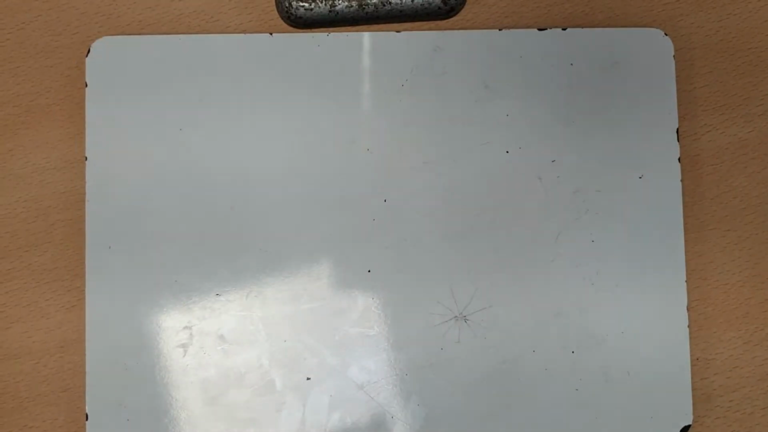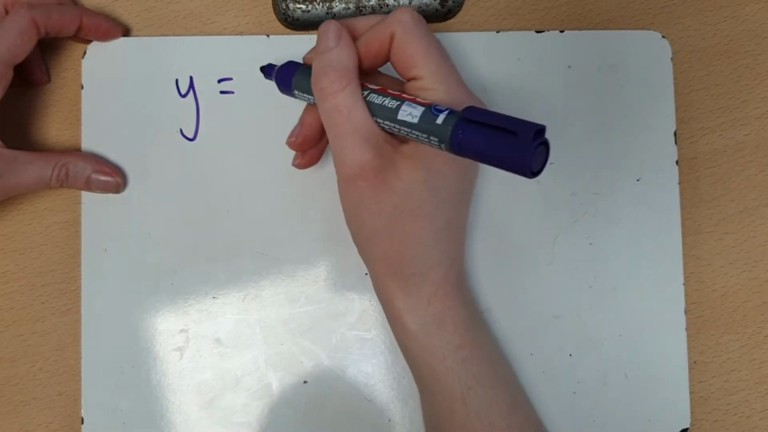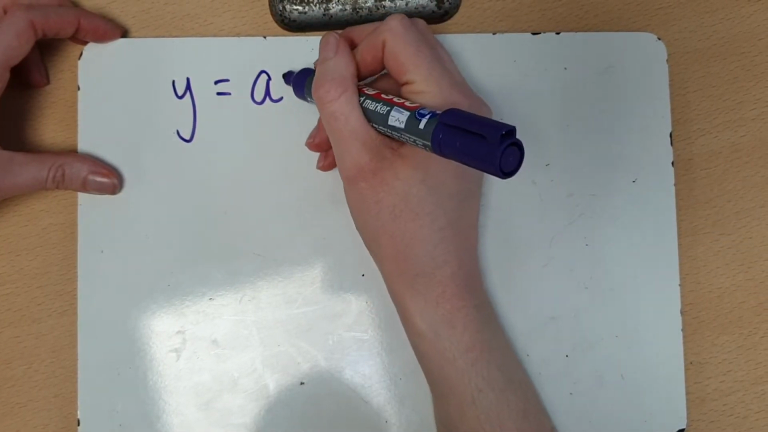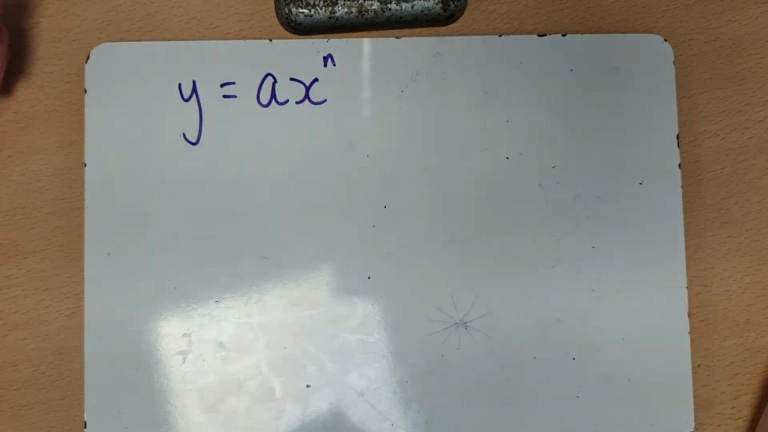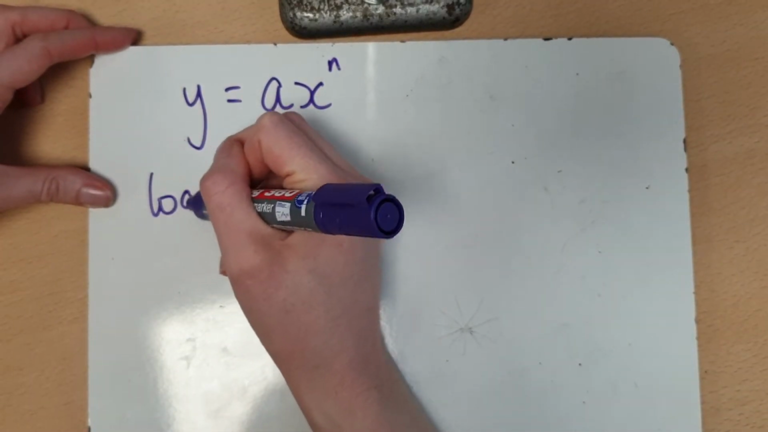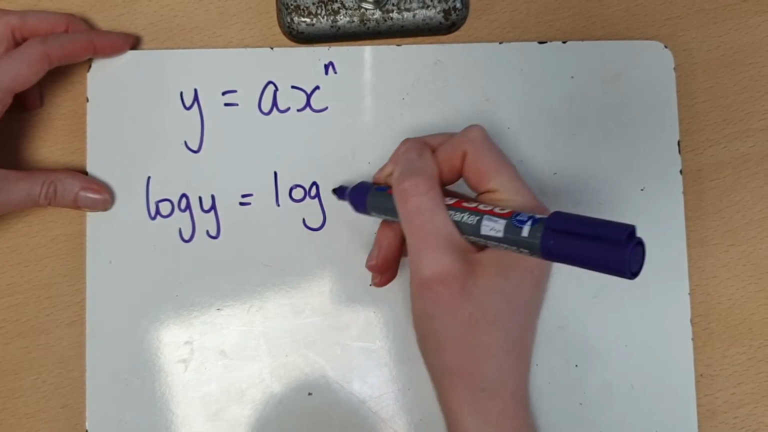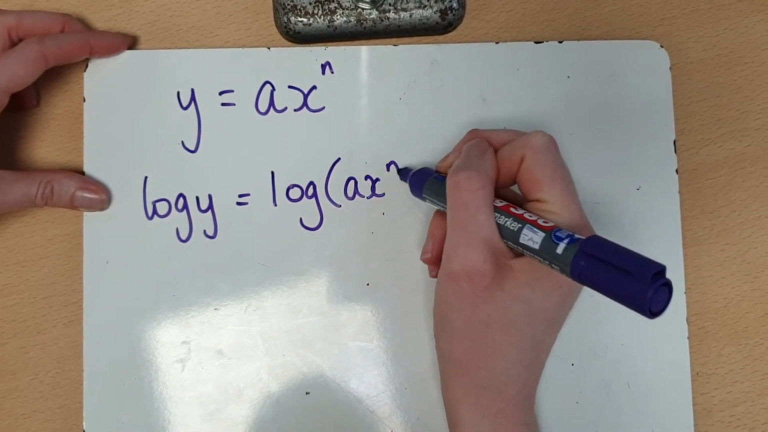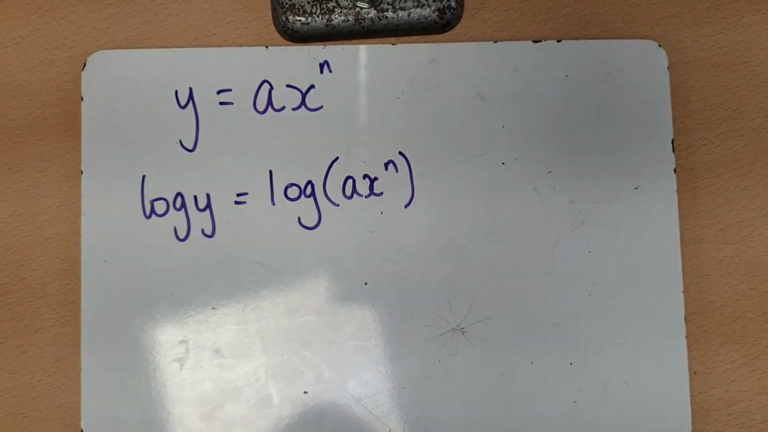through case 1. Case 1 is where we have an equation in the form y equals some constant, so a, times x, which is a variable, to the power of n. If we take logs of both sides, we can then apply log laws to turn this into a linear equation.